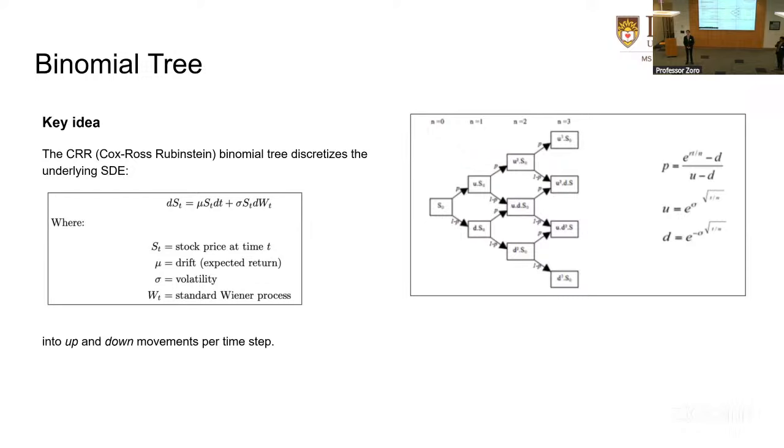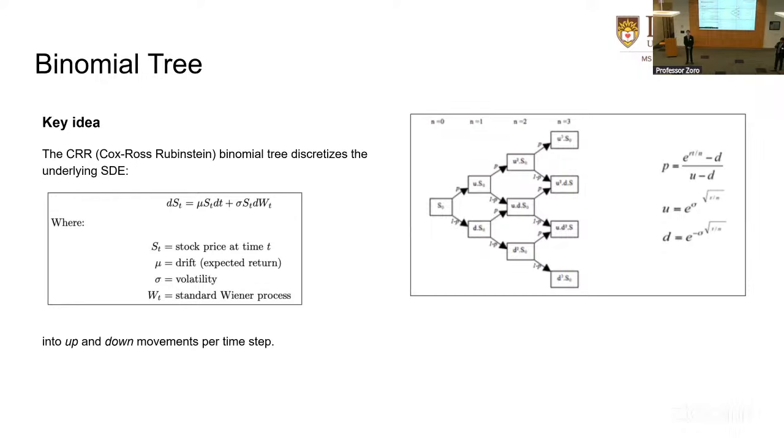So before we go into pricing and hedging, what we need to understand is how the underlying asset actually moves. And a good way to model that is the Cox-Ross-Rubinstein binomial tree.